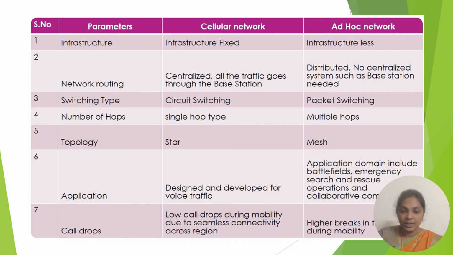And in cellular network, since there is a dedicated path towards a destination, it has only a very small number of call drops. Whereas in ad hoc network, particularly in mobile ad hoc network, the nodes are moving, and also every packet takes a decision to reach the destination. So there is a possibility of n number of breakages in the call in the ad hoc network.